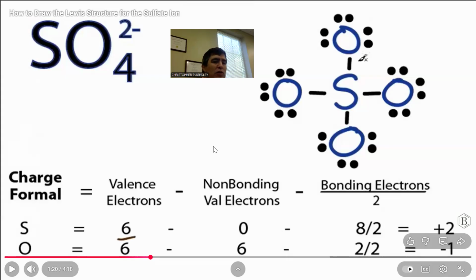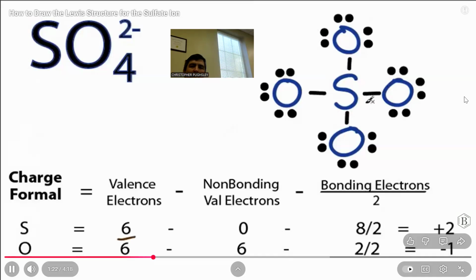How do you find formal charge? Formal charge is valence electrons minus the non-bonding electrons minus the number of covalent bonds, or you could say bonding electrons divided by 2, either one. And he's going to explain it a little bit better, so I'm going to let him do it now.